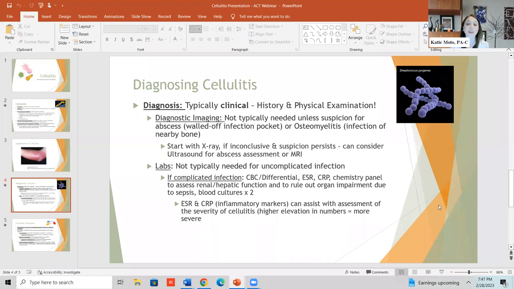Labs you don't really need if it's uncomplicated. If it's complicated, fever, tachycardia, looking bad, you want a CBC, the ESR, the chemistry panel, all of those things that I mentioned before. You also want to check for blood cultures in that situation if it's complicated. The inflammatory markers can help with the assessment of the severity of the cellulitis too. So if the numbers are higher, guess what? It's more severe. That'll also let you know kind of prognosis too and how the patient's going to do.